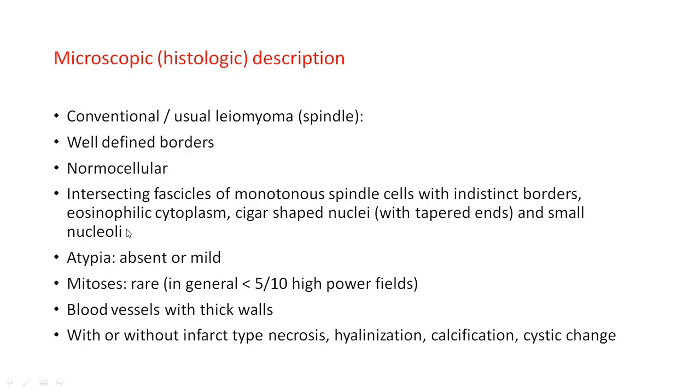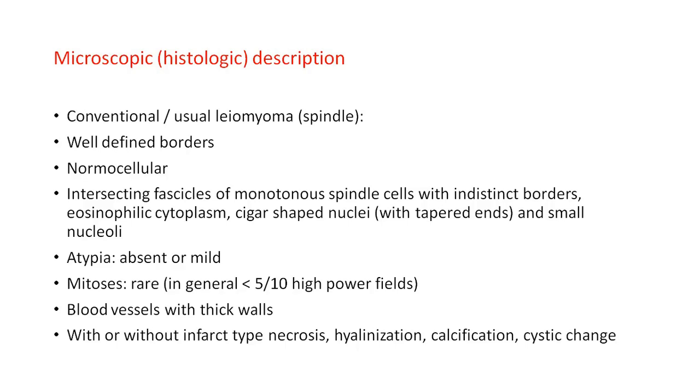So whenever we are looking at leiomyoma under the microscope, we have to pay attention to three features: atypia, number of mitosis, and coagulative necrosis. If we have sufficient atypia, mitosis, or coagulative necrosis, then we have to upstage from the conventional leiomyoma to the smooth muscle tumor of uncertain malignant potential, also abbreviated as STUMP, which we will discuss in our next video.